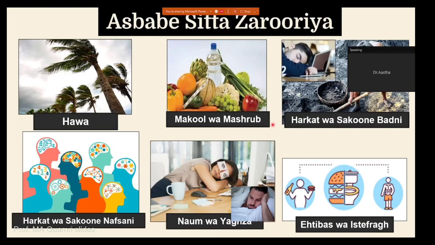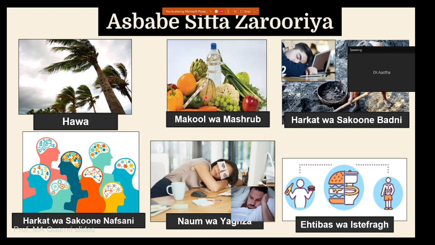As I said, in the fundamentals of Unani medicine, the second most important part beyond the Umure Tabaya is the Asbab-e-Sitta Zaruriya. This is an Arabic term. Asbab stands for causes, Sitta for the numerical value 6, and Zaruriya means essential. For the survival of any human being or living being, we need all these six essential prerequisites, without which nobody can survive. For example, hawa, the ambient air where we are living, is essential, without which nobody can survive.